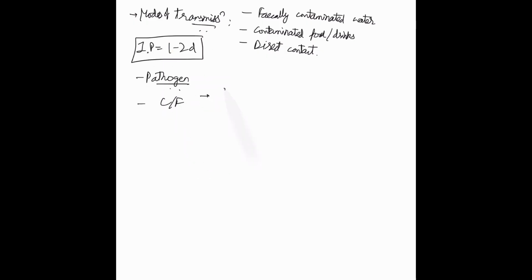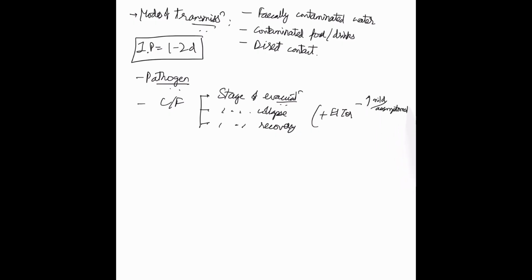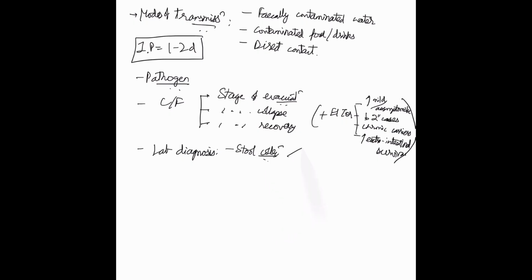Then we deal with the pathogenesis of cholera. Then the clinical features, which can be described in a stage of evacuation, stage of collapse, and a stage of recovery. And a smaller term El Tor as well, which is more asymptomatic, with lesser secondary cases. Chronic carriers are frequent, and it also has a higher extraintestinal survival rate. The bacillus, not the cases.